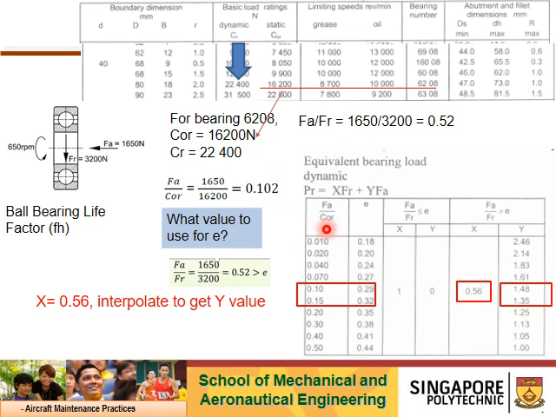So it depends on this Fa over Cor. But if you divide your Fa over Cor and it doesn't give you anywhere exact and gives you a value in between, then you have to interpolate to choose the Y, unless this is the column you fall into: if Fa over Fr is smaller than e, then in that case your Y is 0, so you don't need to interpolate. All right, please remember that.